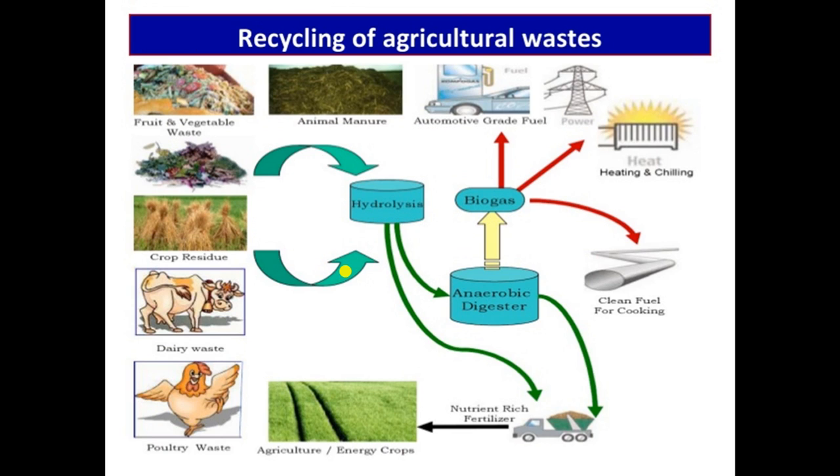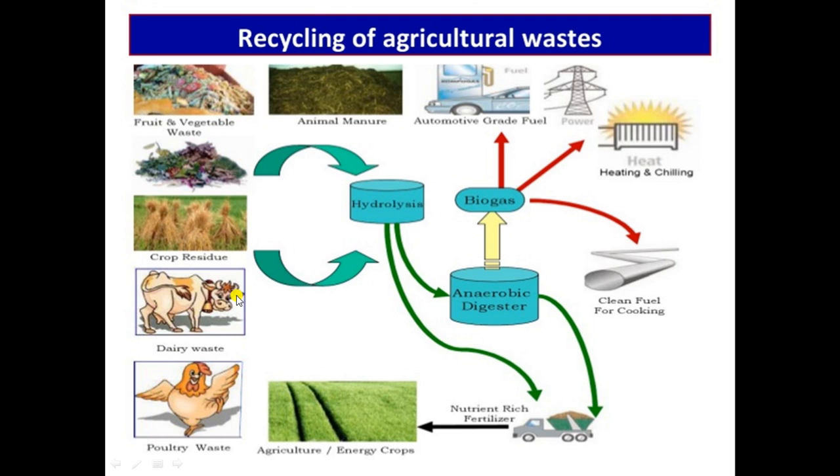So this is the layout of recycling of agricultural waste for biogas production. This is a comprehensive diagram which will tell you the whole cycle from start to end. These all are the waste. This is animal manure. This is fruit and vegetable waste. This is waste from industries, meaning food processing industries. These are crop residue, dairy waste, poultry waste. All waste can be utilized for biogas production.